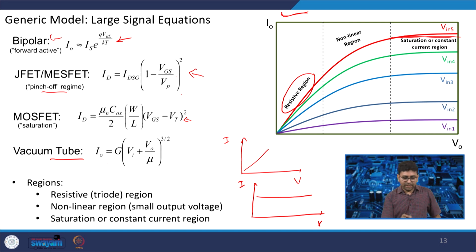And why is it called a large signal equation? Because we sweep the voltage from 0 to the maximum voltage with the variation in the input voltage, which gives us the complete profile of the device. Mostly it has three regions: one is the resistive region, then a non-linear region with small output voltage, then the saturation or constant current region. This can be applied to any device that we use in our RF application or any application where amplification is involved.